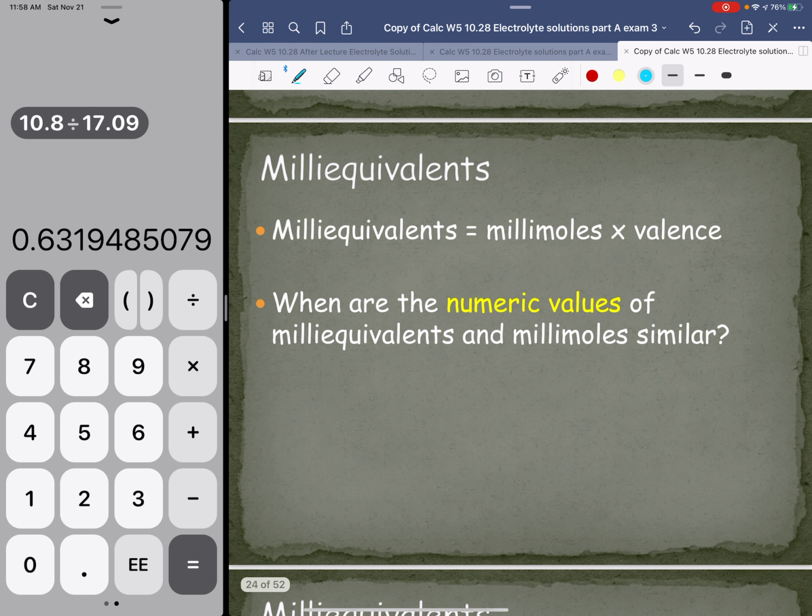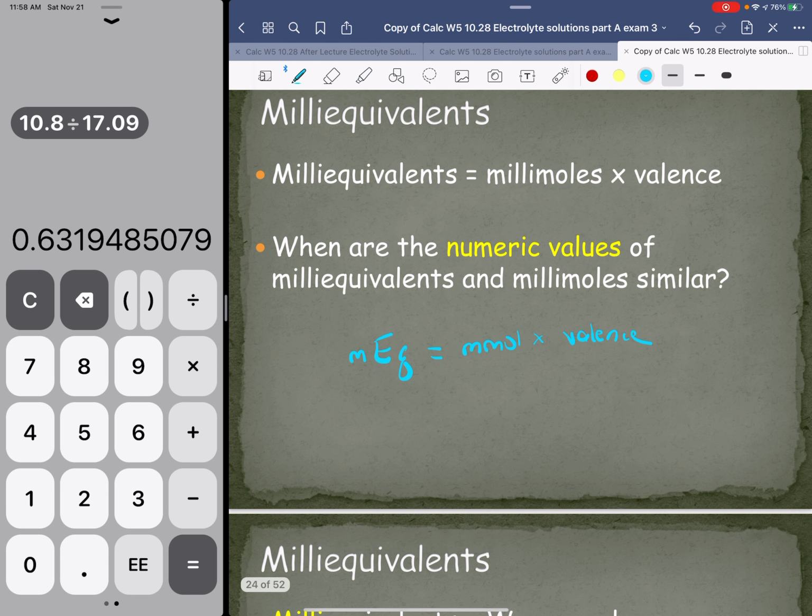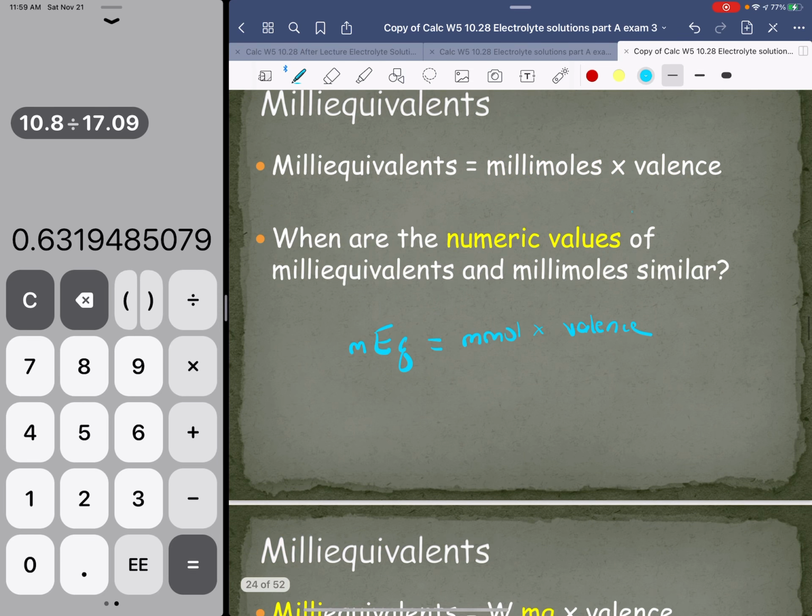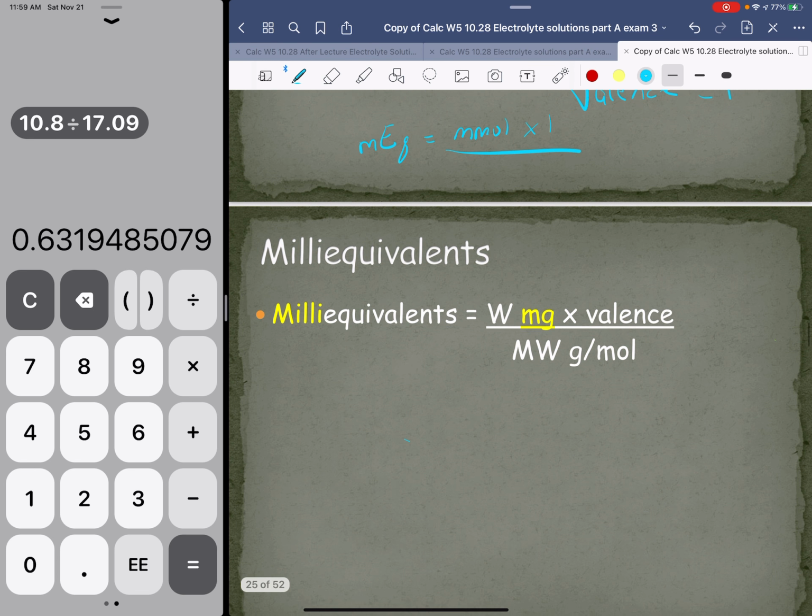MilliEquivalents is going to be equal to millimoles times the valence. Make that smaller, just easier to write with. Here's a question: when are the numeric values of milliequivalents and millimoles similar? And that's going to be when the valence is equal to 1. That makes sense, right? MilliEquivalents, millimoles times 1, anything times 1 is itself. Silly, but there it is.